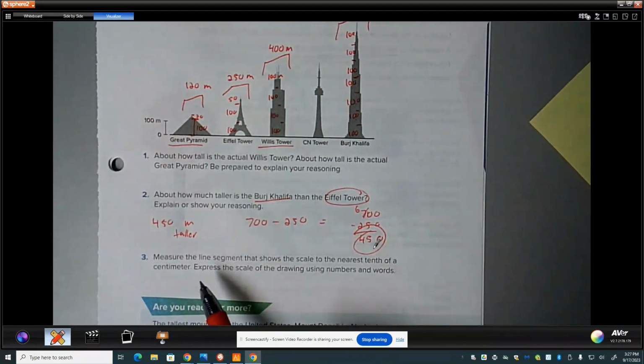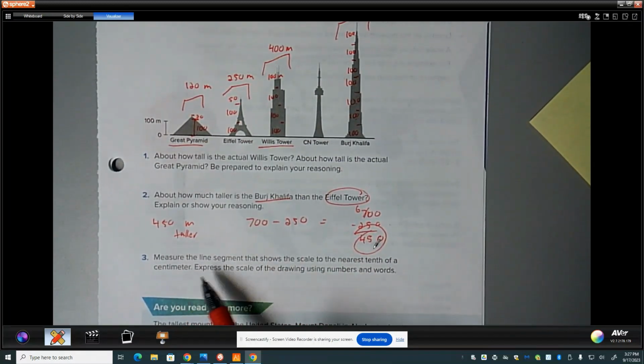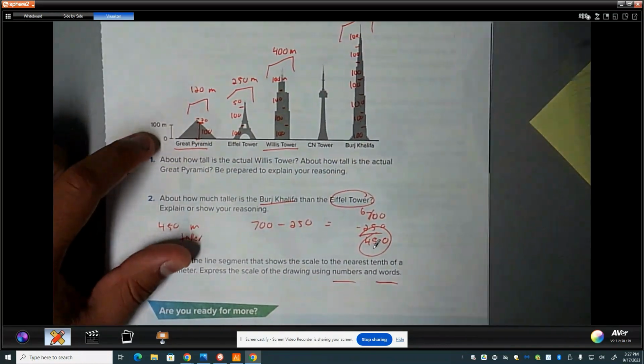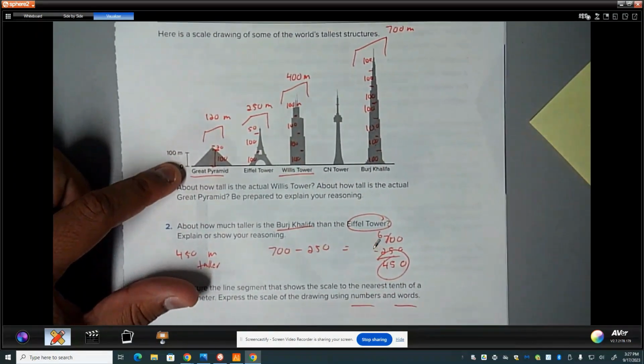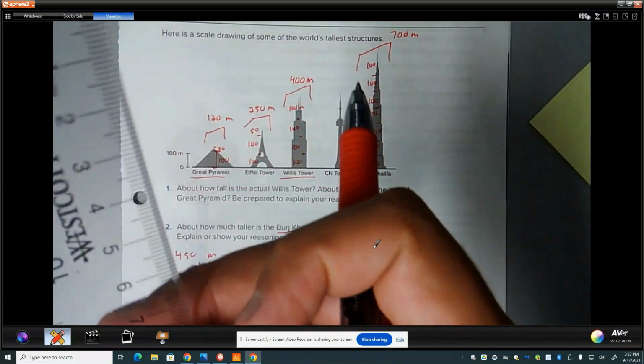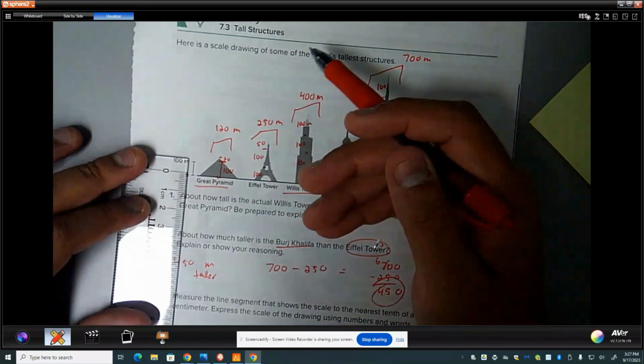Question 3 states, measure the line segment that shows the scale to the nearest tenth of a centimeter. Express the scale drawing using numbers or words. So what I can notice here is that this little line here represents 100 meters. Now what I could do is actually measure that little line in centimeters to see how many centimeters it would take to get 100 meters in the real world.